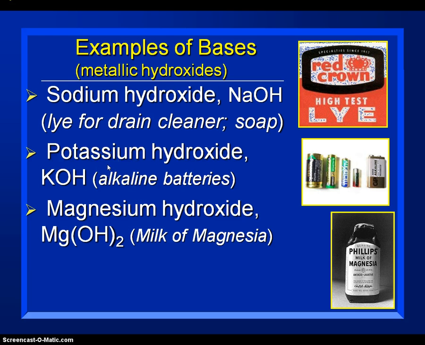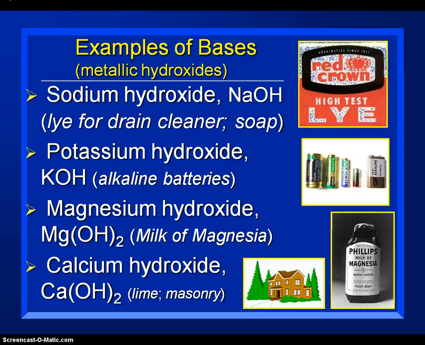Magnesium hydroxide is milk of magnesia, so it's used to settle a sour stomach, right? In your stomach you have hydrochloric acid, so if you take magnesium hydroxide, it helps to neutralize the acid in your stomach. And then also calcium hydroxide, which is lime, and is used for masonry work and things like that. Alright, in the next video I will talk about really what defines and what makes something an acid or a base, and the different theories of acids and bases.